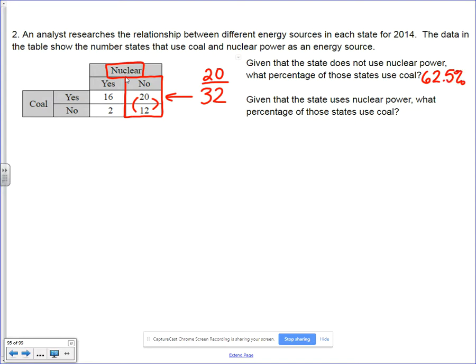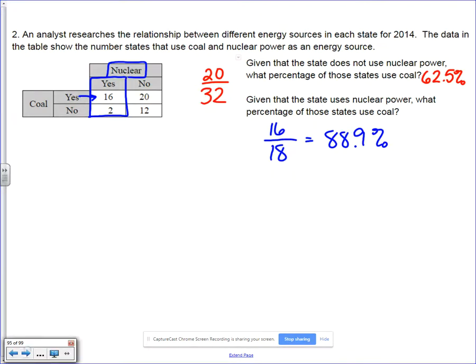62.5%. All right, next, given that the state uses nuclear power, so now we know that we are using nuclear power. So yes to nuclear power. What percentage of those states use coal? Yes to those that use coal. So I have 16 out of the total, which is 18, that use nuclear power. And if you divide that, you will get 88.9%. Okay, so you have to make sure you can read that chart properly.